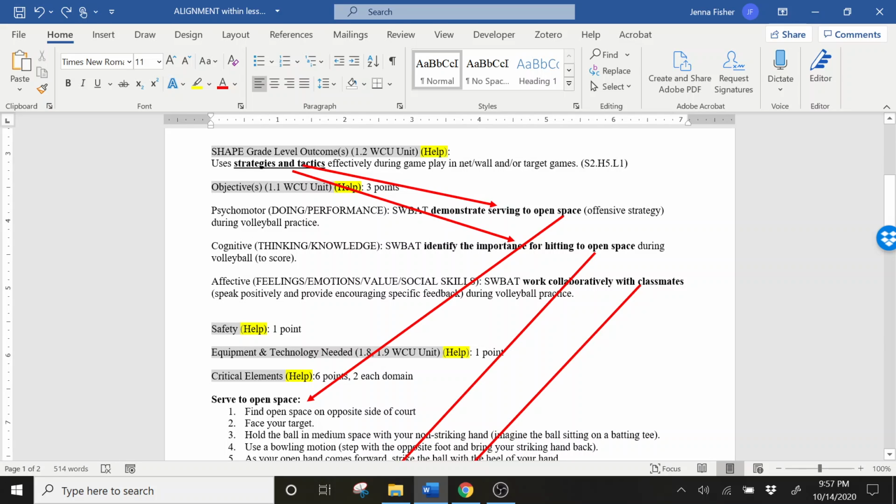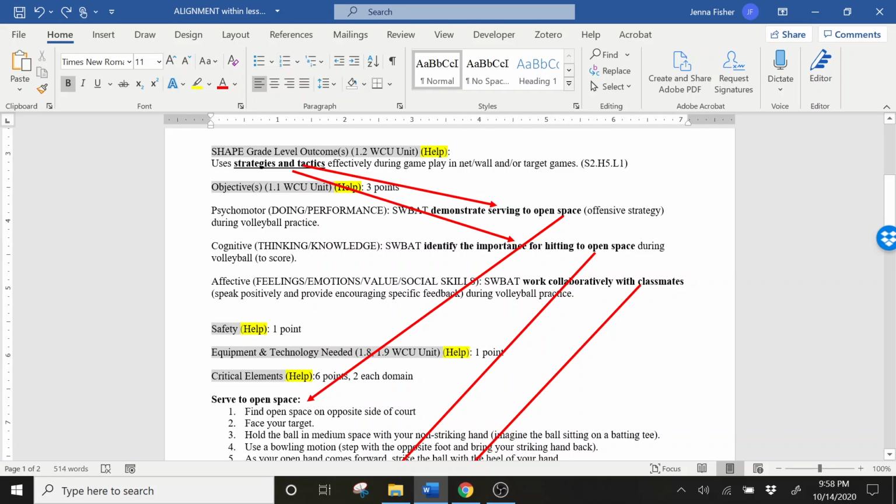So the only way that you can get at that knowledge or get at that cognitive side is if you either ask somebody a question or you ask them to write down a response to some type of question or prompt. Okay? So notice my cognitive objective. Student will be able to identify the importance of hitting to open space during volleyball. Okay? So identify is an action word that is not a performance. It's not a psychomotor. When you're asking somebody to identify something, you're asking them to use their brain or use their thinking in some manner.